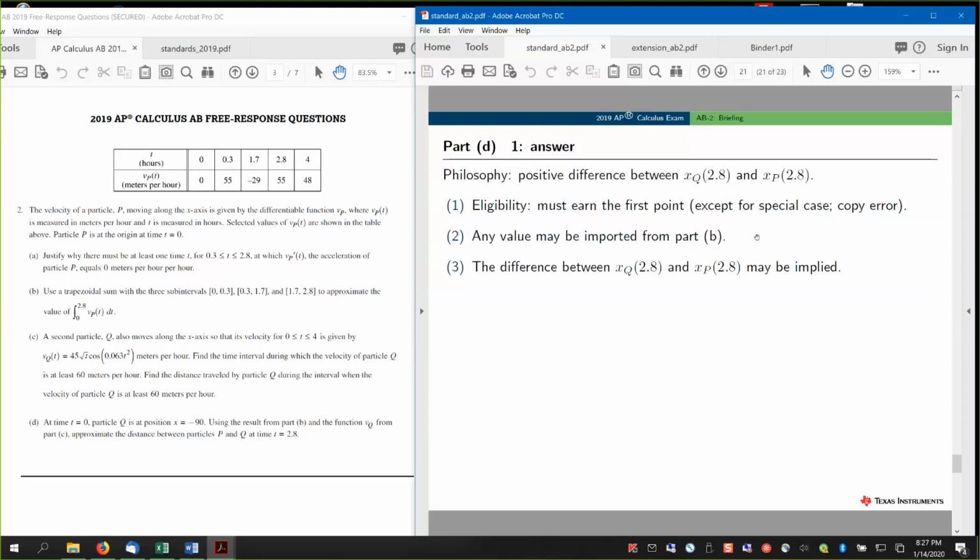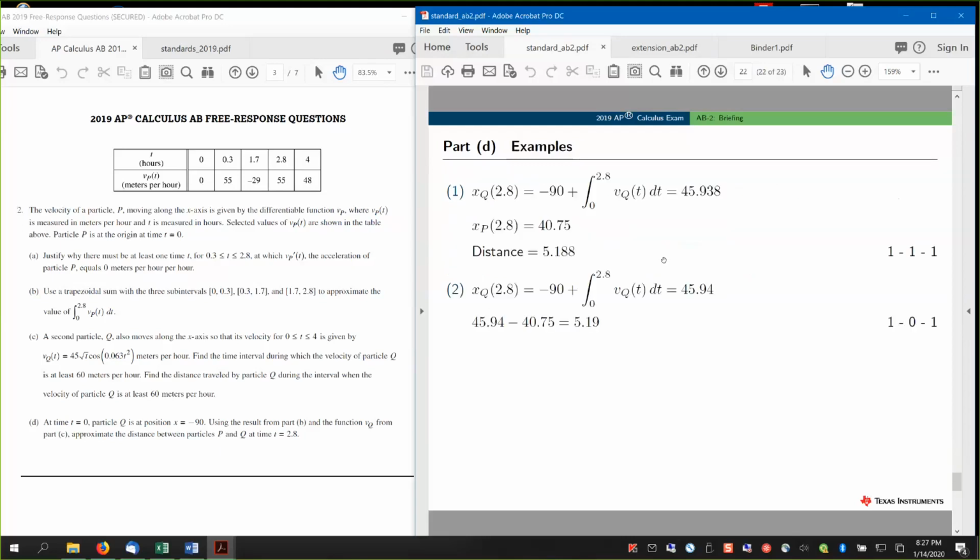So in other words, if the student made an error in Part B, remember that trapezoidal sum part, they could import that problem and we would read with the student. And again, the difference may be implied. We really don't need to see a clear subtraction here. And finally, here are 2 more quick examples for Part D and how each was scored.